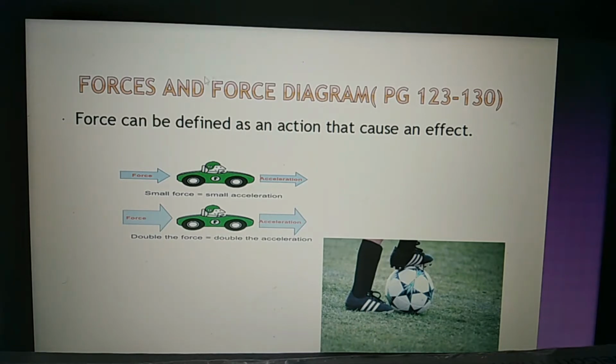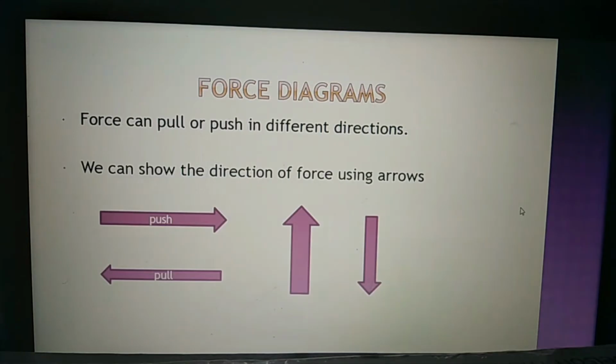So, let's look at this picture. We have force applied on this car, and what do we have? Acceleration. If we have a small force, we have a small acceleration. If we have double the force, we have double the acceleration. That means the amount of force we apply determines the effect that we get. What is force? It's an action that causes an effect.